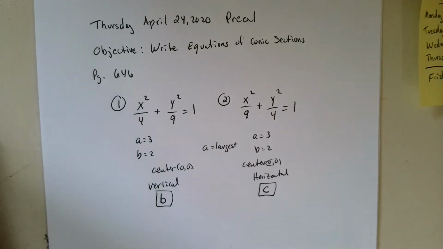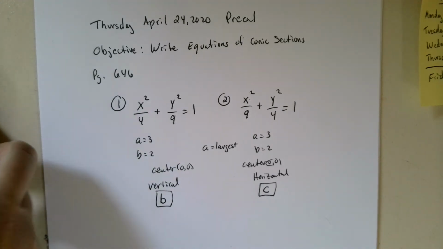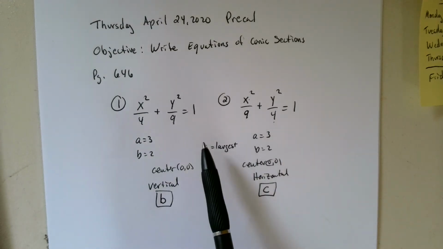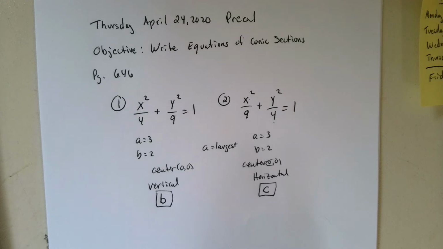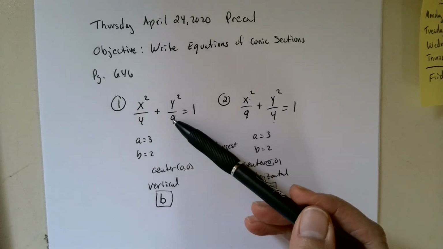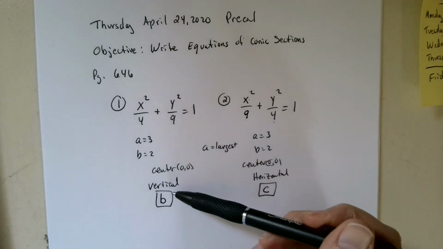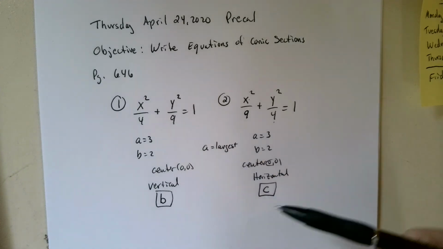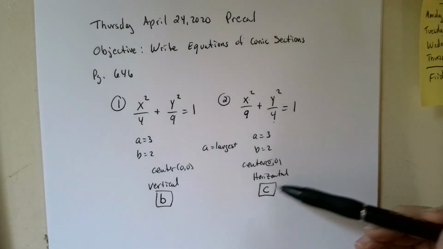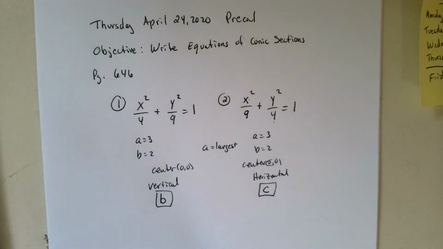And that's the kind of thing that you would need to be able to do on the ACT, because they would have these two options, and they would have one of those graphs, and you would have to figure out which is which. And so if the larger denominator is underneath the y, then it's going to be taller, it's going to be vertical. If the larger denominator is underneath the x, then it's going to be a horizontal version.